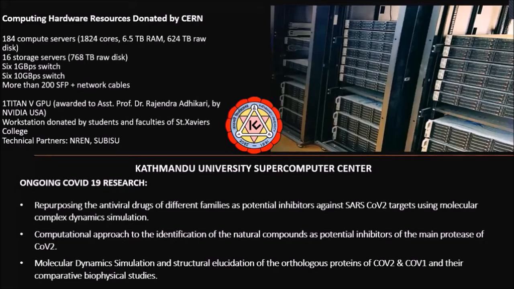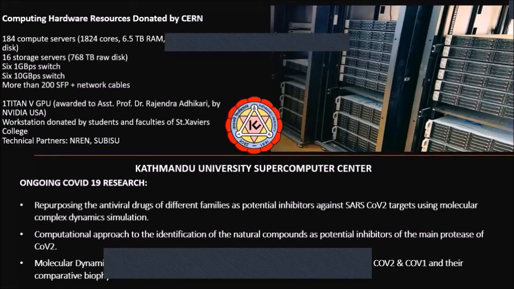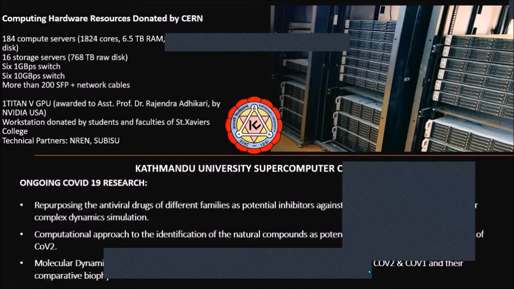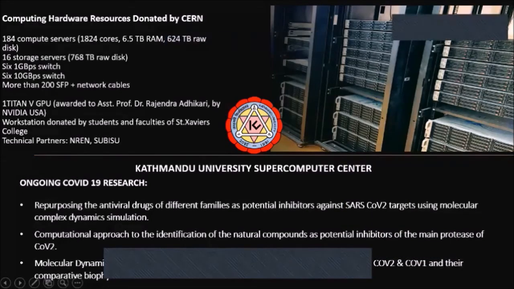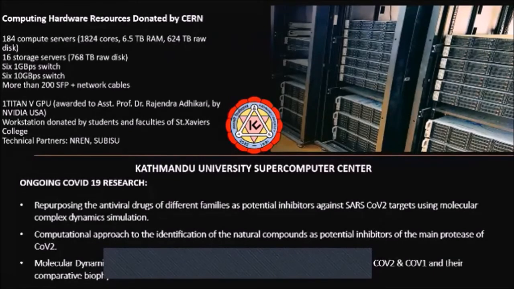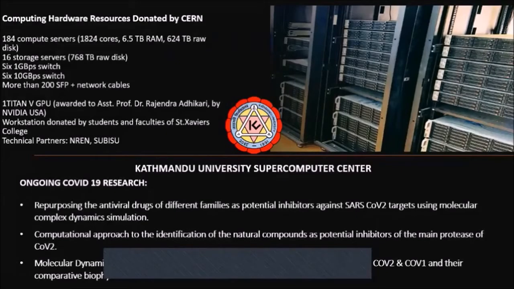The computing hardware resources we have were donated by CERN. We have 184 compute servers. Likewise, we have one GPU node as well, which was awarded to Assistant Professor Dr. Rajendra Adhikari by NVIDIA. And perhaps I need to say that it was due to this GPU that molecular dynamics simulation and this research have been possible. A GPU consists of a large number of arithmetic logic units and threads, due to which it can support very intensive molecular dynamics simulations, very GPU-intensive calculations.